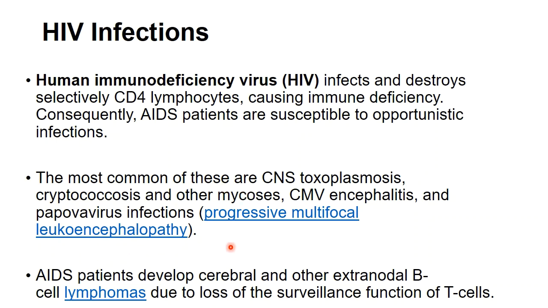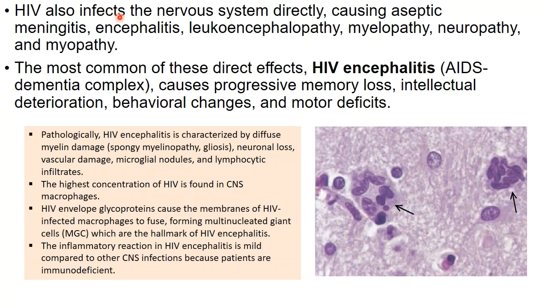AIDS patients develop cerebral and other extranodal lymphomas, particularly the B-cell lymphomas or DLBCLs, due to the loss of surveillance function of the CD4 T cells. HIV also infects the central nervous system directly, causing aseptic meningitis, encephalitis, leukoencephalopathy, myelopathy, neuropathy, and myopathy. The most common of these direct effects is HIV encephalitis, which causes progressive memory loss, intellectual disorientation, behavioral changes, and motor deficits. So what do we see in the neuropathology of it?